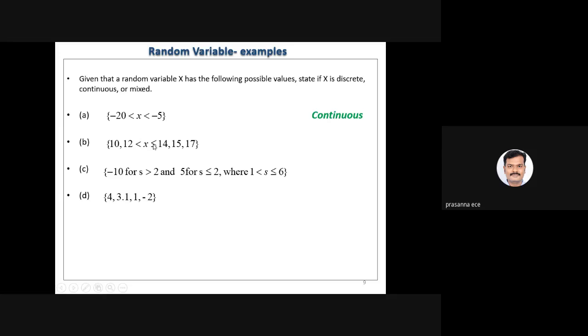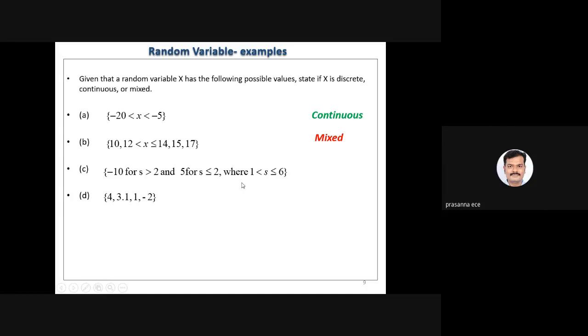Okay, so the second set, if you see, it takes on a separate value 10, and then it takes values from 12 to 14, all the real numbers. Yeah, it is a mixed random variable. So what about the third one? The third one, it is minus 10 for s greater than 2 and 5 for s less than 2, where s is from 1 to 6 on the real numbers. Mixed.